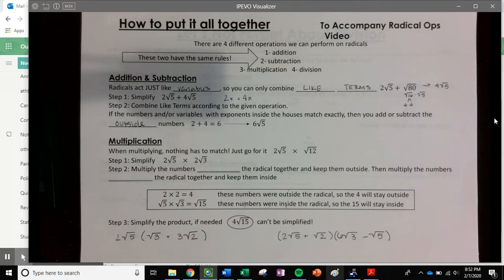Multiplication is a different story. There are not the same rules as there are with addition and subtraction. There are rules. It's not a free-for-all. But we don't have to have anything that matches. We just go for it. When we're multiplying, we just throw everything together. We can simplify first, or you can simplify after you multiply.